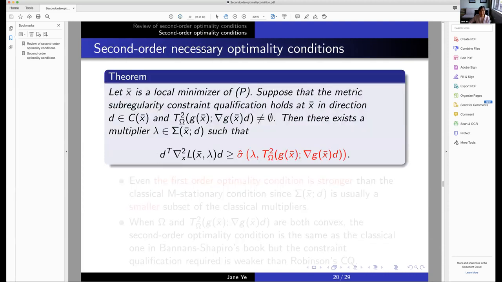Okay, and what about the second order necessary optimality condition? Here we just assume the metric subregularity constraint qualification holds at x bar in direction D, a critical direction, and assume the second order tangent cone is non-empty. Then there exists a directional multiplier such that this holds. The difference between this and the classical result is that now we use the sigma hat, the lower generalized support function.